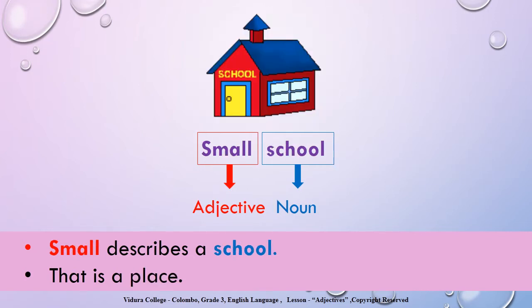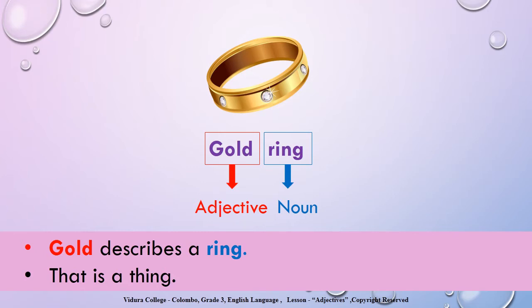Look at the school. The noun school belongs to the category of places. The word small tells you more about the school as small school. So the word small is an adjective. Look at the ring. The noun ring is in the category of things. The ring is described as gold ring using the word gold. As the word gold tells you more about the ring, the word gold is too an adjective.